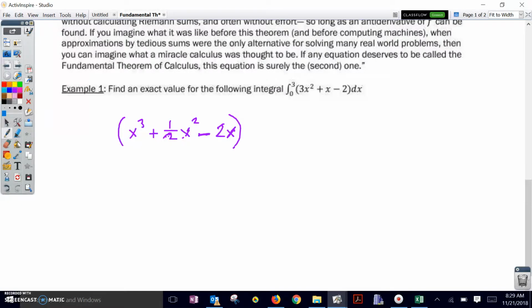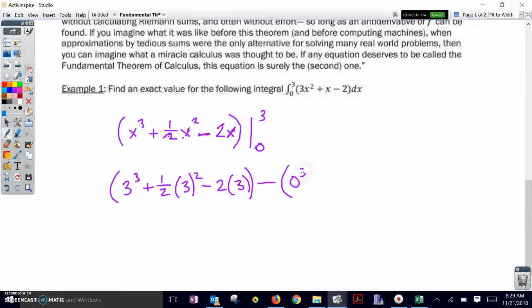So there's our antiderivative, and this is kind of what the notation should look like. We're going to evaluate this from 0 to 3. So I'm going to substitute 3 in here for x, everywhere where there's an x. And I'm going to subtract away what I get when I substitute 0 in here for x. And then I'm going to calculate the values of these, and that's going to give me my definite integral.